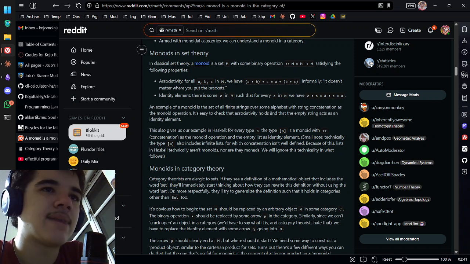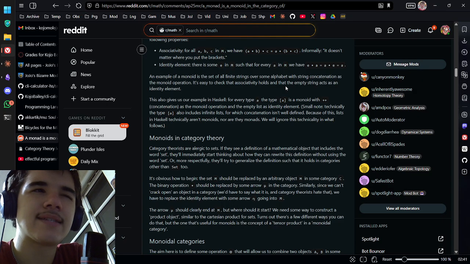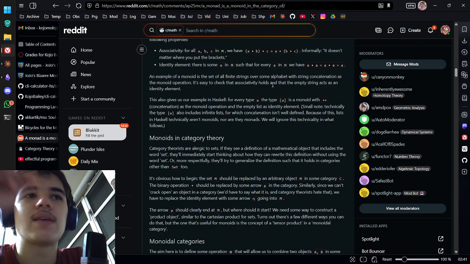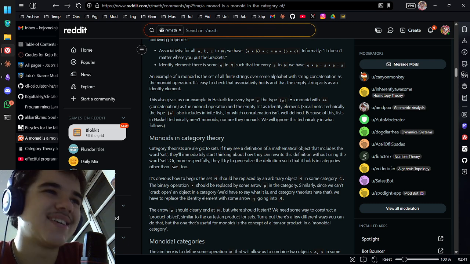So for every type A, the type list of A is a monoid with plus plus. Yep. Concatenation. Yes. That's why usually there's mconcat as the monoid operation and the empty list as an identity element. So mconcat for strings is a function that is a monoid. Small note: technically the type list of A also includes infinite lists, for which concatenation is not defined. Because of this, lists in Haskell technically aren't monoids, nor monads. We will ignore this technicality in what follows.